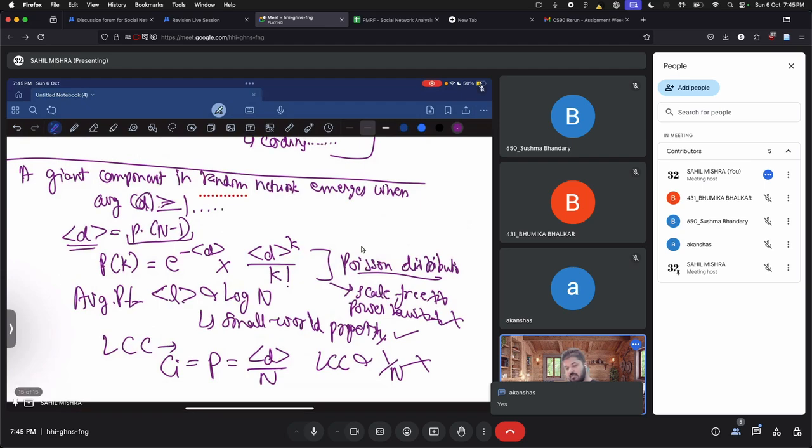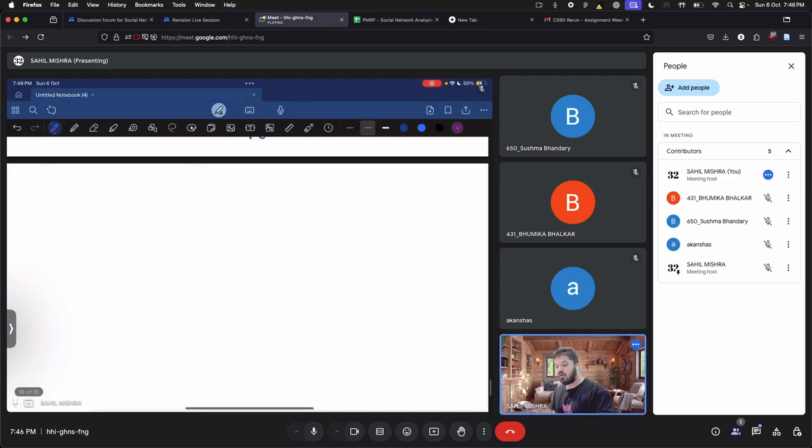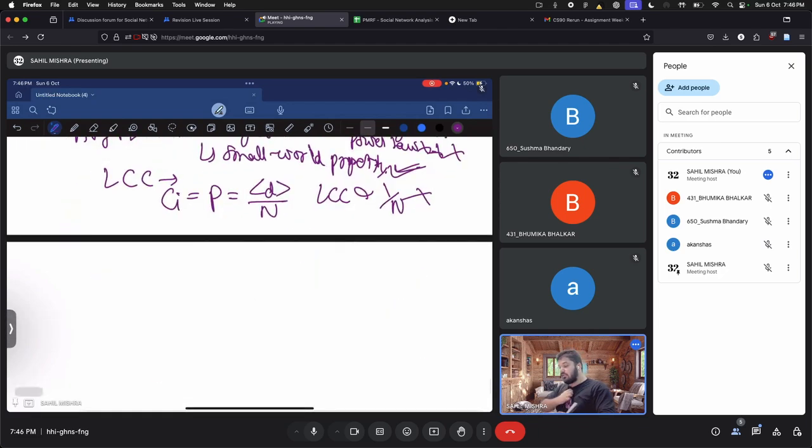So they don't follow scale free, they don't follow local clustering coefficient, they just follow the small world property. So we need to create some network which follows all three of them. So then there is another network, that is the ring lattice network.